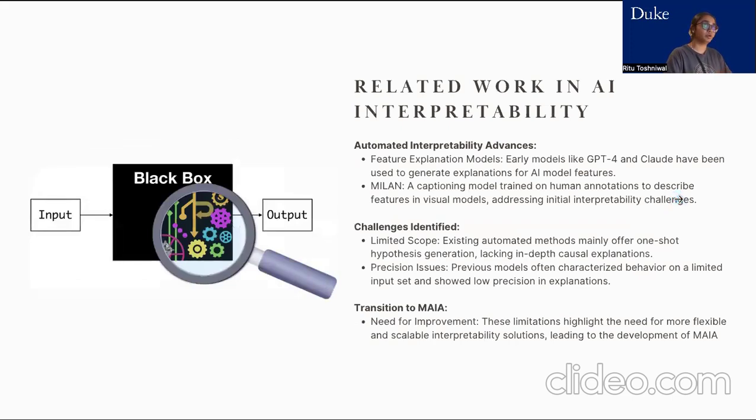Now, some of the related work in this field involves using models like GPT-4 and Claude, which were used to generate explanations for why the neurons are getting activated in a certain way or why the AI models are acting in a certain way. There's another previous work called MILAN, which was a captioning model trained on human annotations to describe the features in visual models like ResNet.